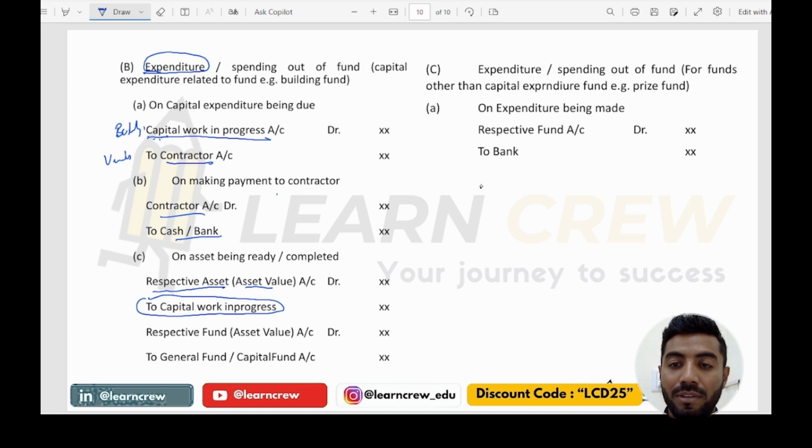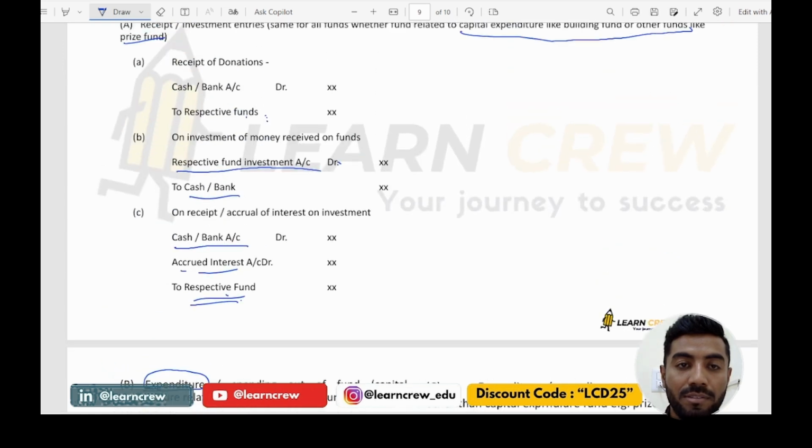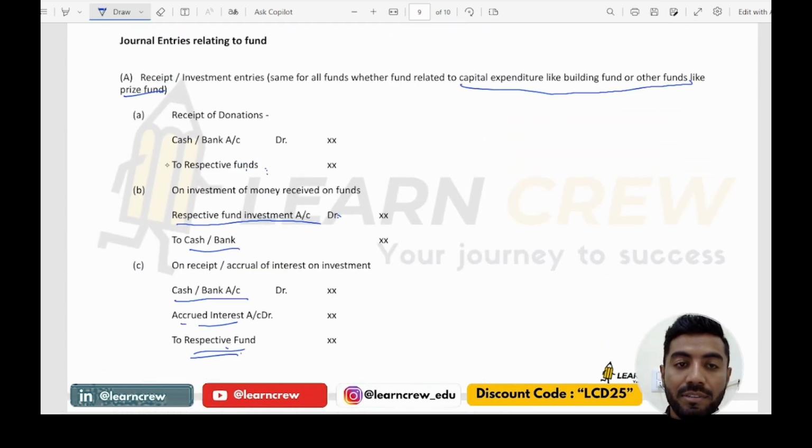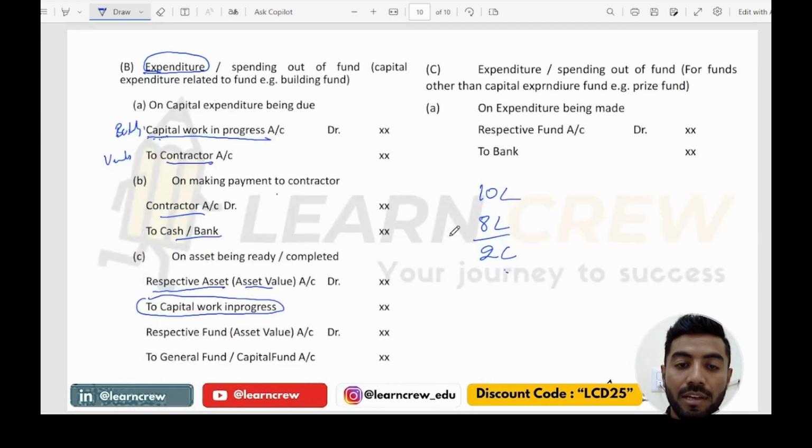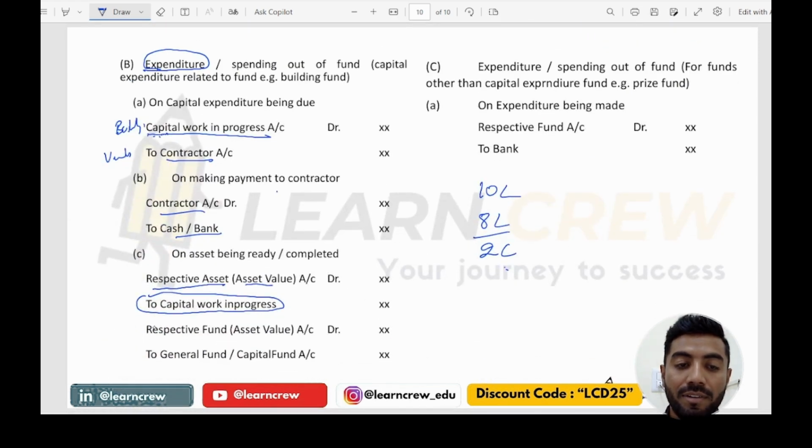The total fund you would have received, say 10 lakhs. Of that, 8 lakh you have spent. So balance you have is 2 lakh. Initially, when you receive it, it is credited to the respective fund account. So whatever the balance is in the respective fund will be transferred to the general fund or capital fund account. That balance will be transferred to the general fund or capital fund account.